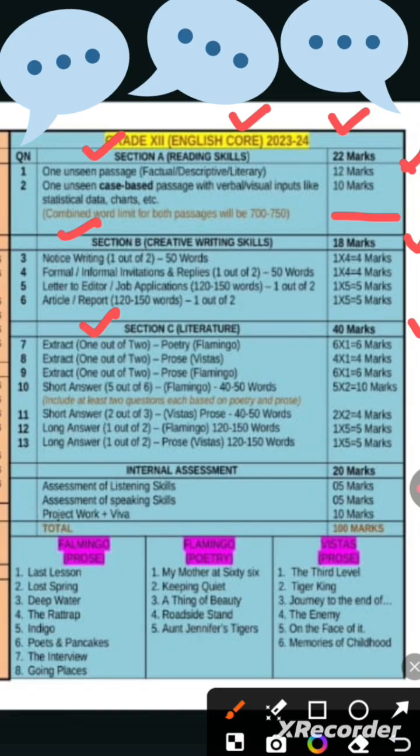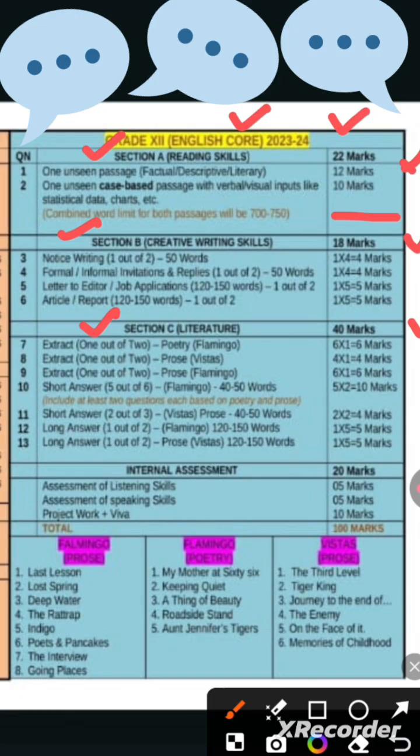Then you have LAQ, that is, long answer question. Earlier we looked at SAQ, that is, short answer question. Now we'll look at LAQ, the long answer question. Flamingo, 120 to 150 words, and it would be for 5 marks. Again, long answer question, 1 out of 2. Prose from Vistas, 120 to 150 words, 5 marks.